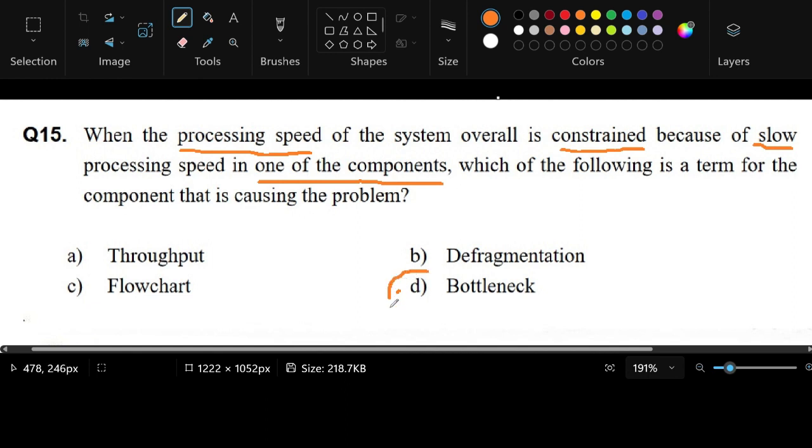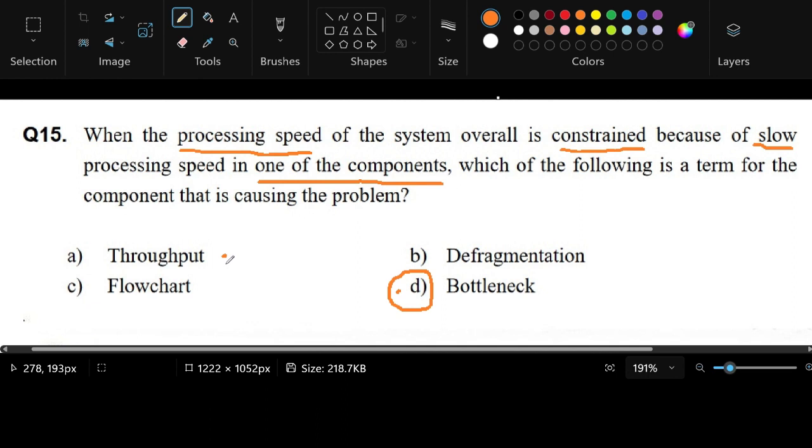But of course, we need to understand what the other choices are. So if we go through each of the other choices, for example, letter A, it's saying something about throughput. When we talk about throughput, one thing we can think about is a network system where you have a set of data passing from point A to point B, and we want to know the amount of data, the volume of data, that can pass from point A to point B in a given time.